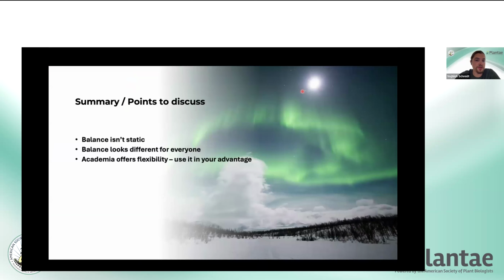So just to sum up, I told you that balance is not a static thing, and based on the different situations of different people, the balance might look a bit different for everyone. And also, academia offers a huge flexibility, so you can use it to your advantage when it comes to the hobbies you are doing. So that's pretty much it. If you have any questions, I will be happy to answer them. Thanks again for inviting me.